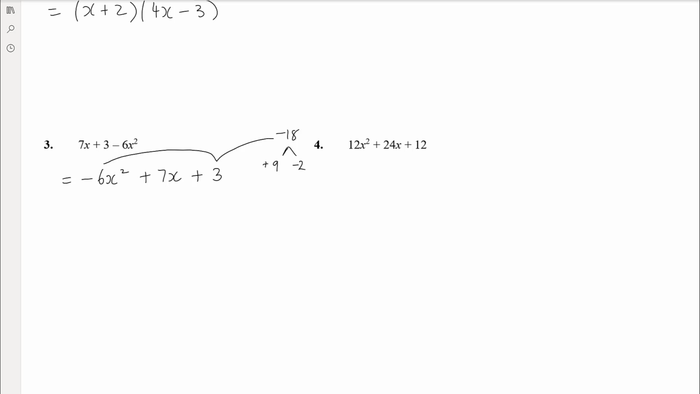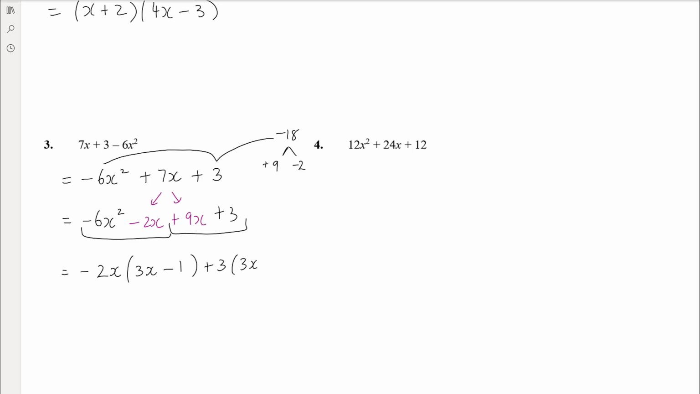Okay, so then we want to break up our 7x, our middle term. And we could either write it as plus 9x minus 2x or minus 2x plus 9x. I might go with minus 2x plus 9x, because then there's going to be some common factors with both pairs of numbers. Okay, first two terms, highest common factor is negative 2x. And so we're going to have 3x take away 1. Common factors in the second two terms are plus 3, and we get 3x.